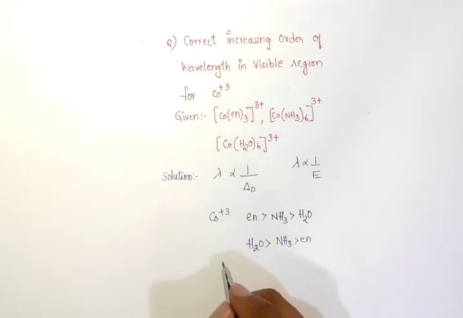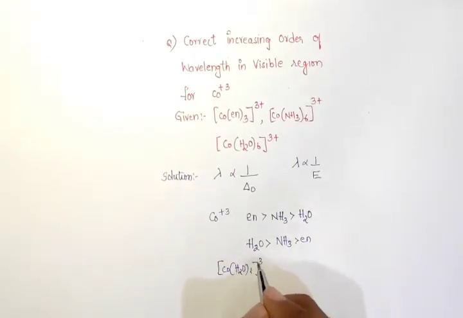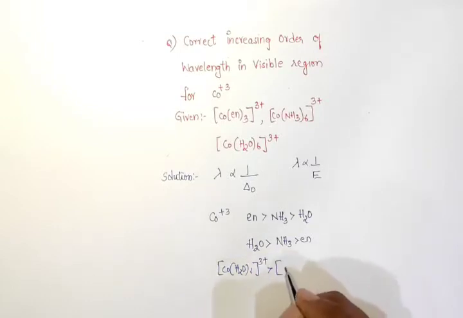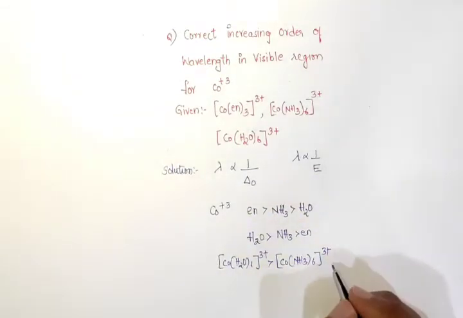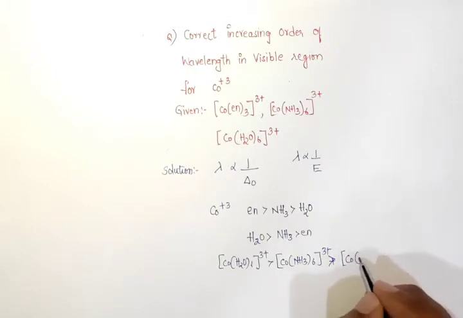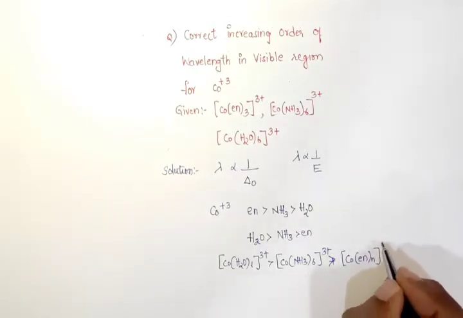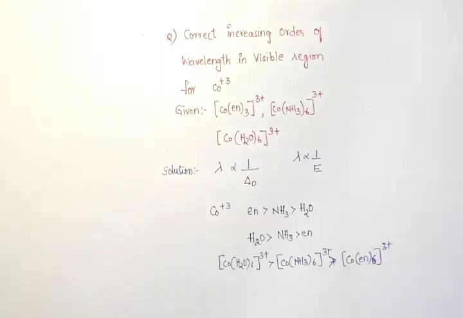So the order would be Co(H2O)6 3+, followed by the ammonia complex in +3 oxidation state, and finally the ethylene diamine one. So this is the solution for it.